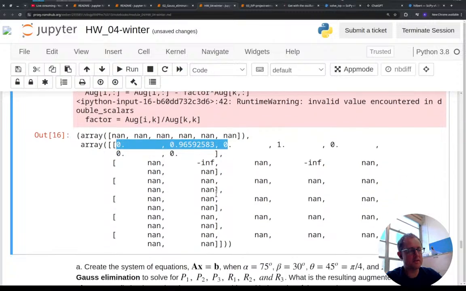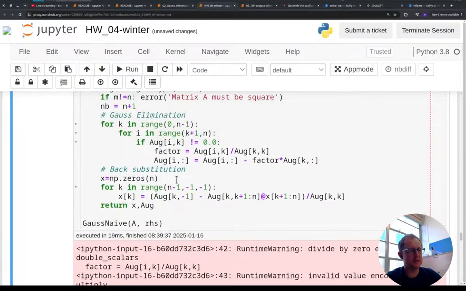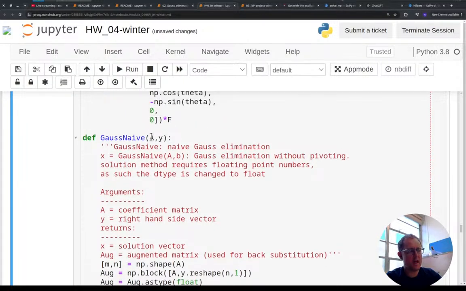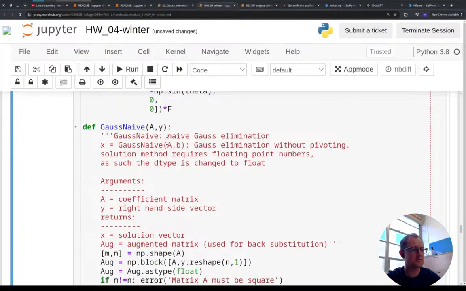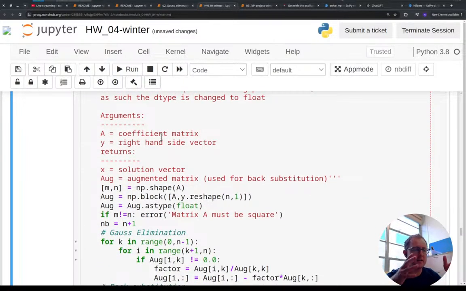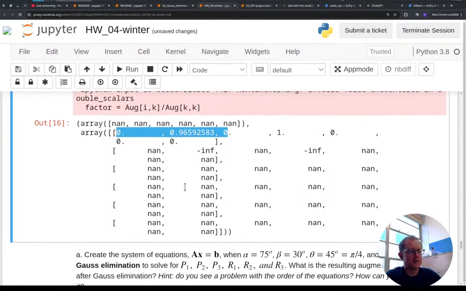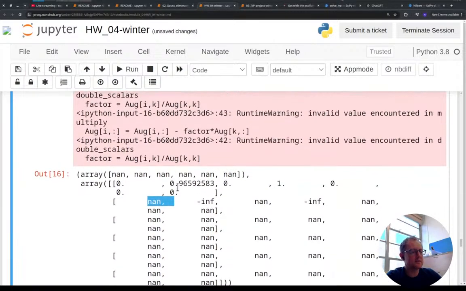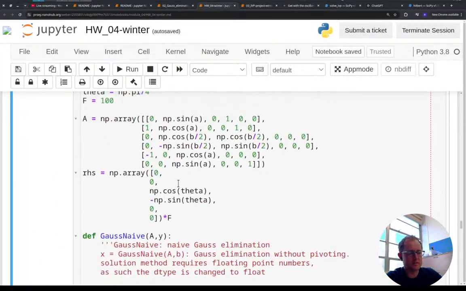and my augmented matrix, remember that's the A, the left-hand side A matrix combined with the right-hand side matrix. So we're trying to solve for x by combining those two into one. Sorry, a 6 row by 7 column augmented matrix. I have some infinite numbers, and I get all these NaN numbers. So let's go back up to find the source of this problem.